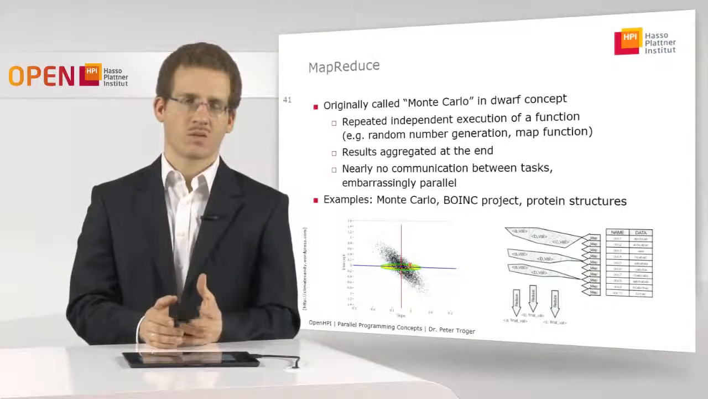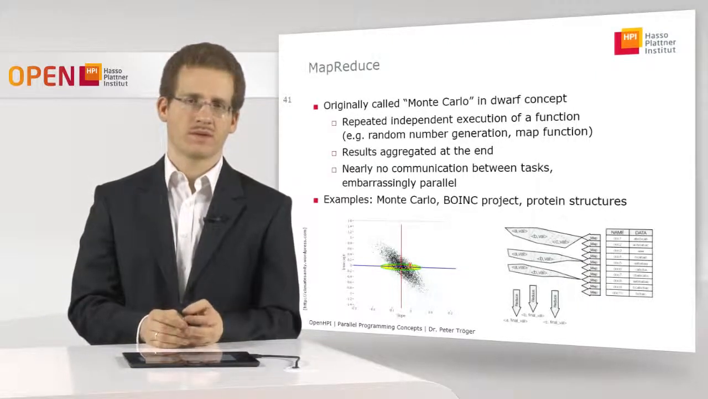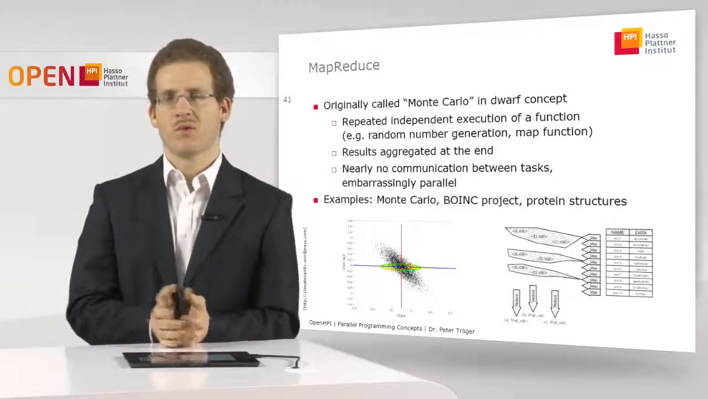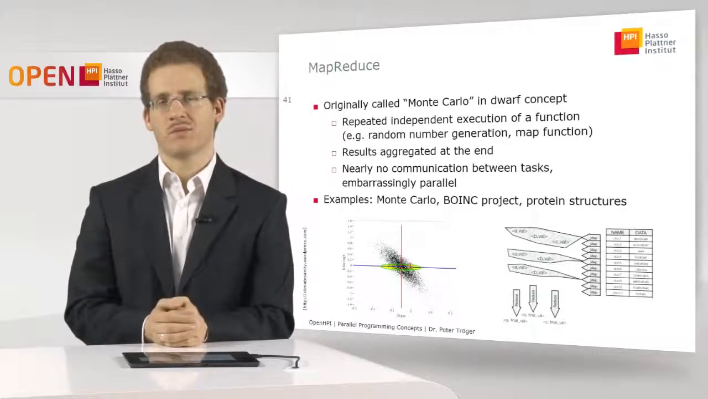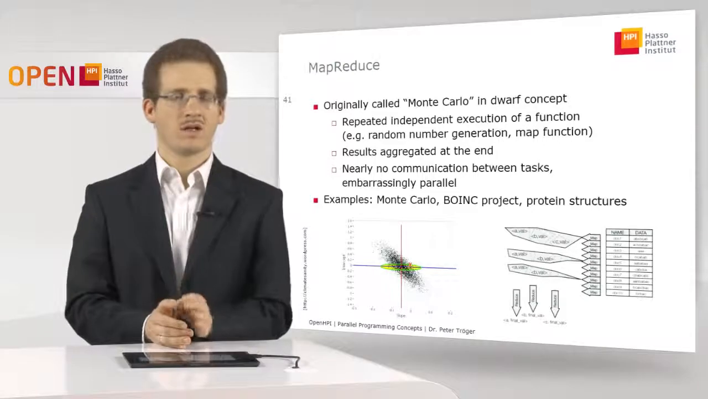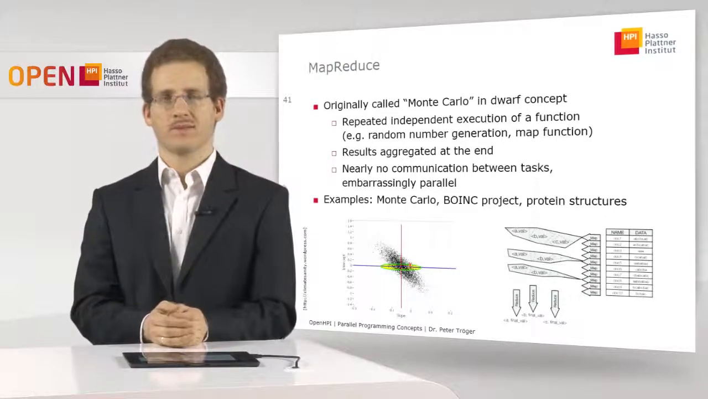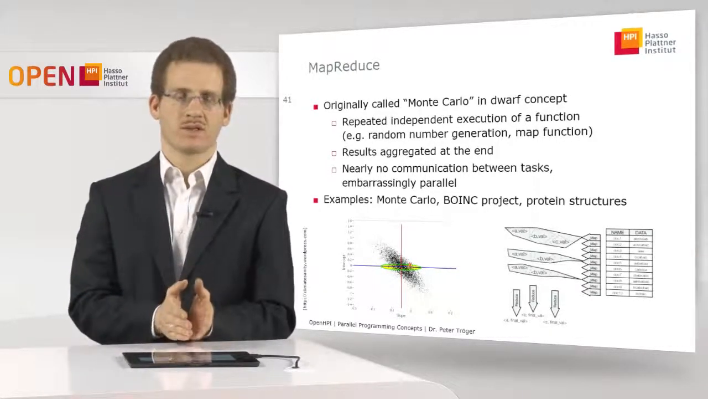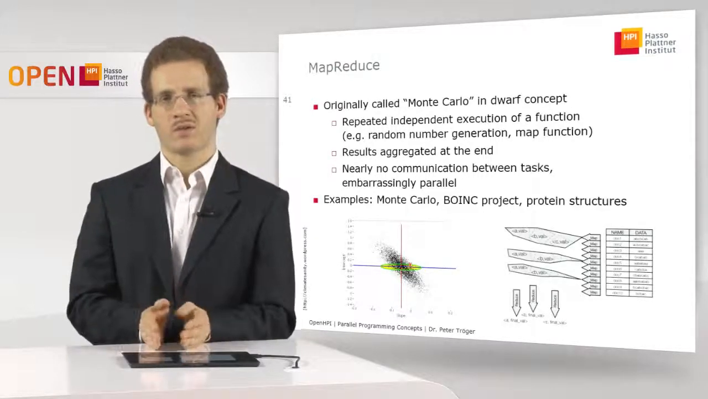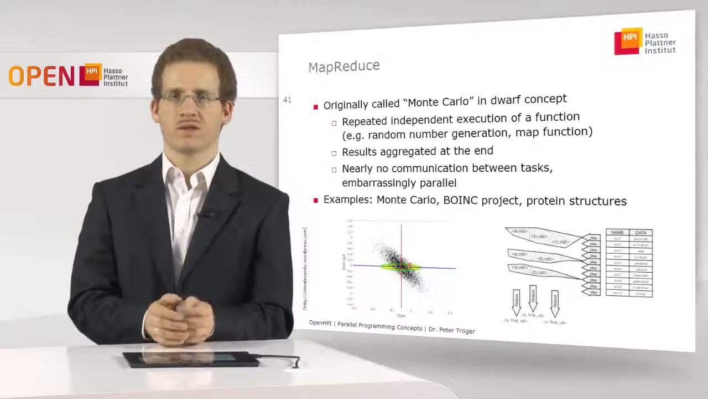The next dwarf in the Berkeley dwarf definition that may sound interesting is the MapReduce dwarf. We already talked about MapReduce, but the more relevant message here is that the MapReduce dwarf used to be called the Monte Carlo dwarf. MapReduce is now intended to express a more generalized class of problems where Monte Carlo simulations fall into.